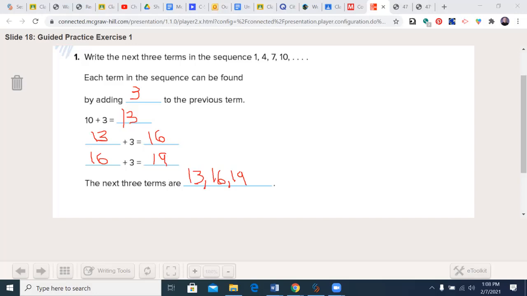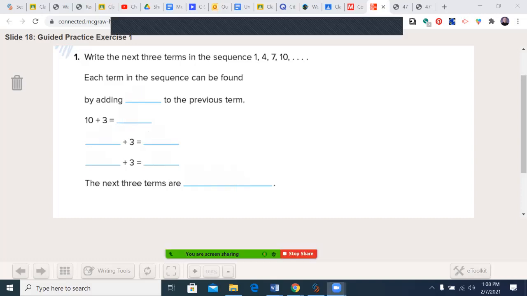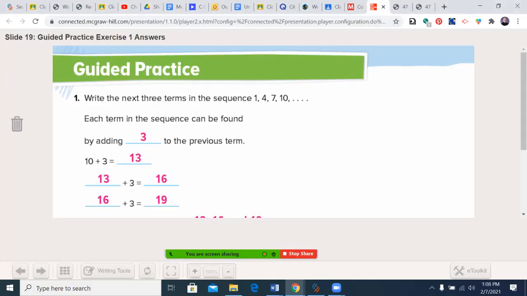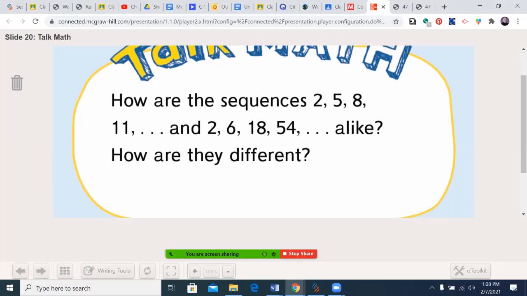All right, I'm going to go ahead and clear the drawing. Let me see the answers. We did well. How are the sequences 2, 5, 8, 11, and 2, 6, 18, and 54 alike? How are they different? So we can see they're going up by 3. And this one, they're multiplying by 3. Well, they're alike in that they follow a pattern. They're different as in one is adding 3 and the other is multiplying by 3. But both are following a set pattern.